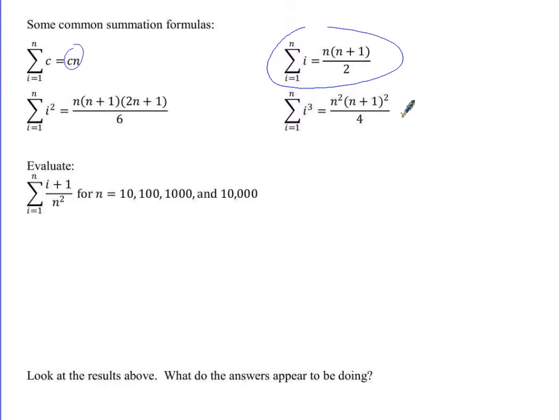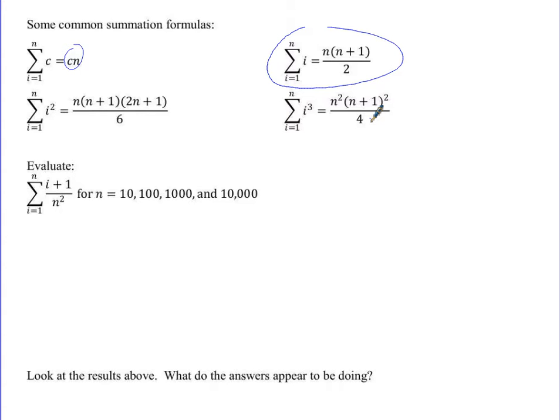All right, example problem. We have to evaluate the sum from i equals 1 to n of this expression right here, (i plus 1) over n squared, for n equals those things. So we'll worry about n equals 10, 100, 1,000, and 10,000 once we get done evaluating, basically converting from this format to the algebraic format. So the first thing we want to do is recognition of constants. Do we have any constants in this that can be pulled out? Because if you remember those rules for summations, if we have a constant, we can pull it out. Is there one here?